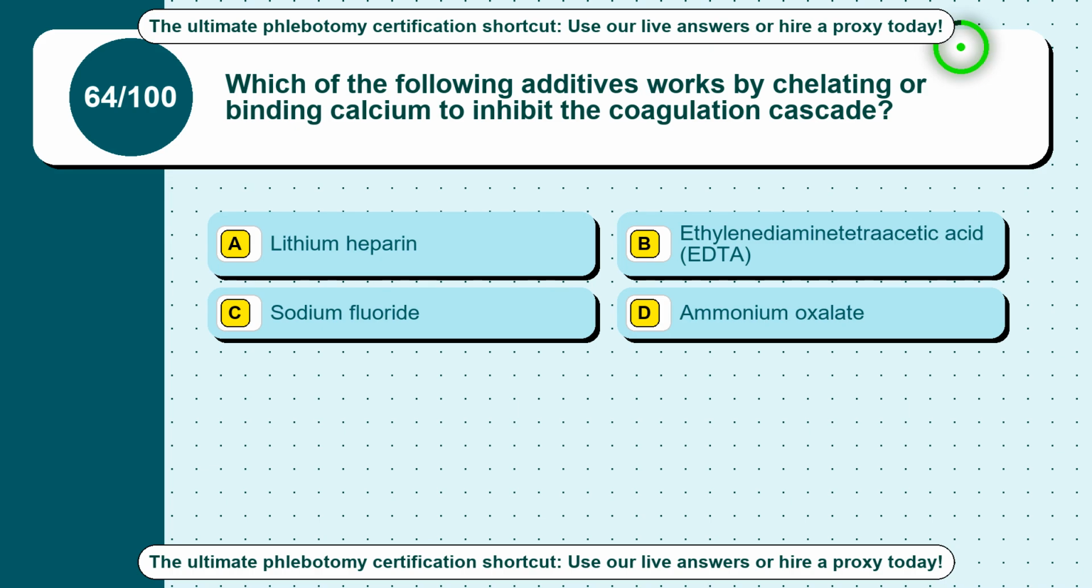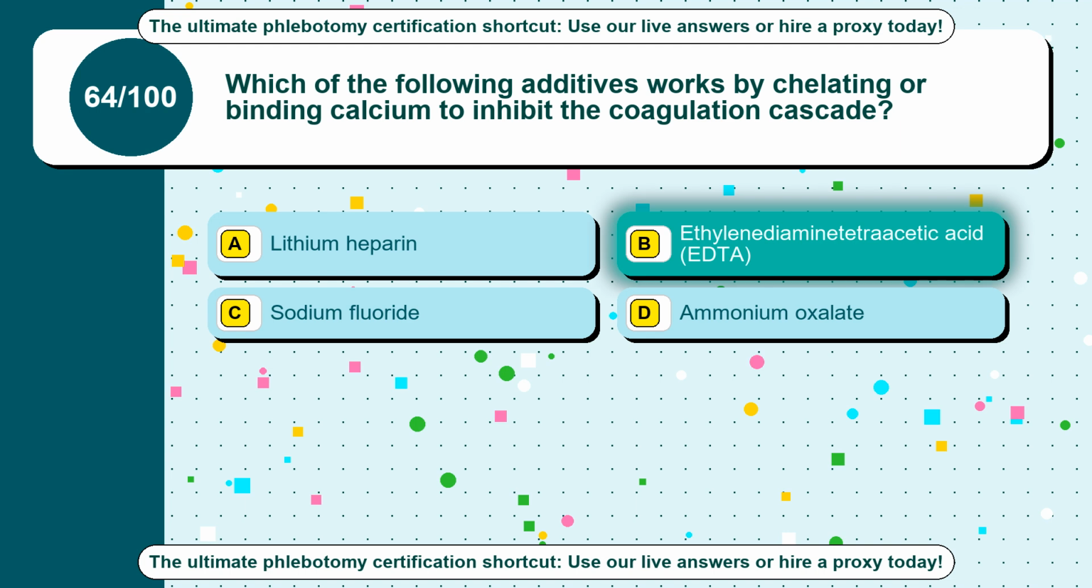Question 64. Which of the following additives works by chelating or binding calcium to inhibit the coagulation cascade? Option A, lithium heparin. Option B, ethylenediamine tetraacetic acid, EDTA. Option C, sodium fluoride. Option D, ammonium oxalate. The correct answer is option B, ethylenediamine tetraacetic acid, EDTA.